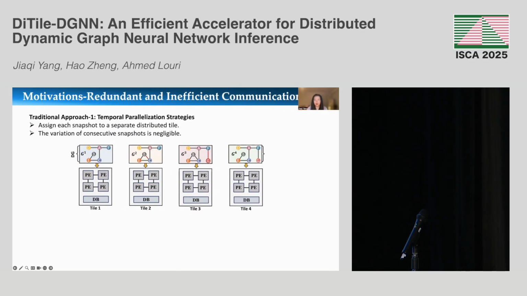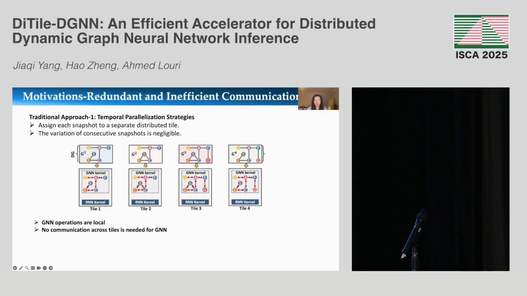Let's first introduce a commonly used parallelization strategy, temporal parallelization, where each snapshot is assigned to a separate tile. In this setup, GNN operations are local to each snapshot. So, in theory, no inter-tile communication is required for the GNN kernel. However, this assumption breaks down in practice because the variation across snapshots is often negligible. Most vertices and their neighbors remain unchanged. As a result, GNN computation across tiles becomes redundant, since they are repeating nearly identical operations on similar data.